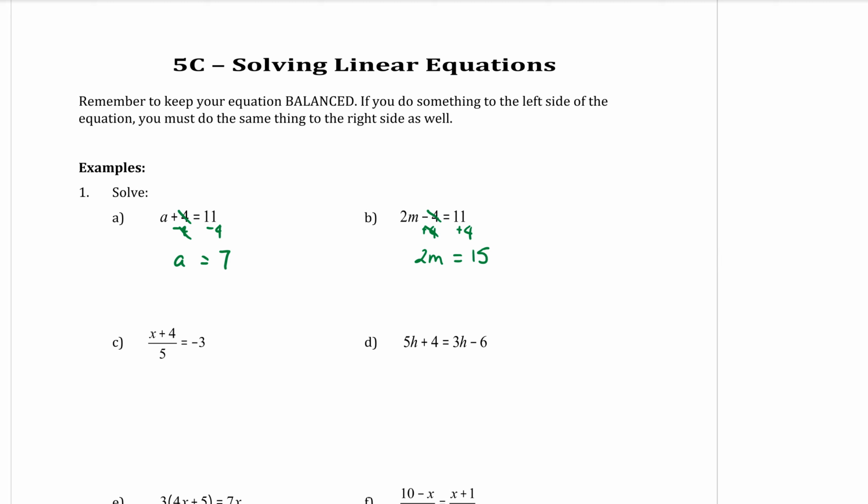Second step is to get rid of the 2 because it's next to the m, it is times. So the opposite is to divide. We don't use divide signs, we use a fraction line because that means divide. Cancel the 2 off. 15 divided by 2 is 7.5.